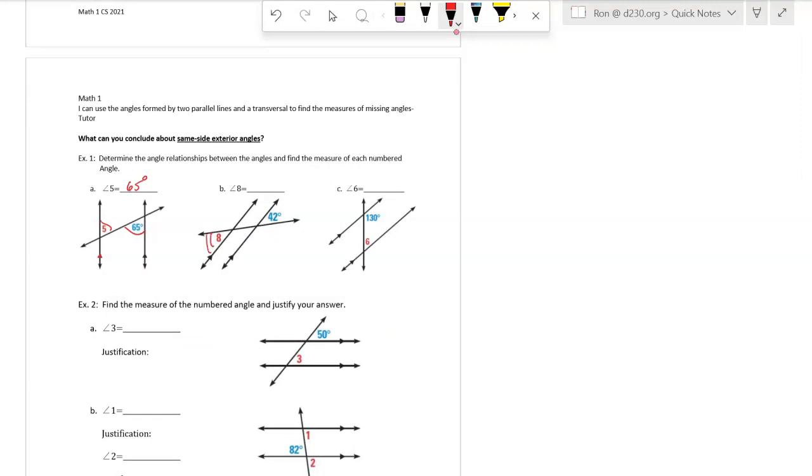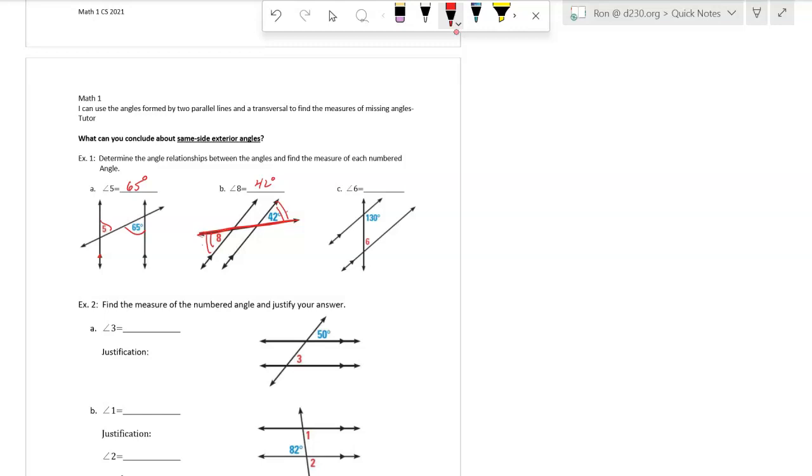Letter B, if I see angle 8 and I see this angle, they are on opposite sides of the transversal and they're both exterior. Alternate exterior, what would those be? Those would be equal. So angle 8 would be 42 degrees.